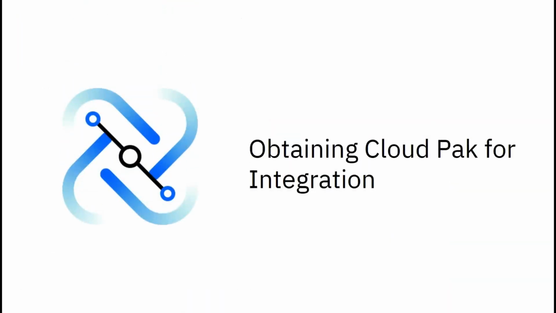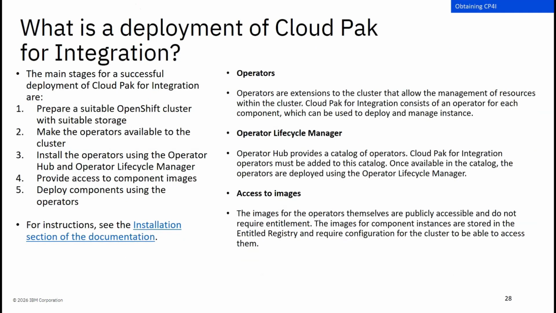The customer prepares to obtain CP4I, reviewing options for software acquisition and entitlement management. Deployment involves preparing OpenShift clusters, installing operators, configuring image access, and deploying components. Operator Hub and Lifecycle Manager are central to installation.